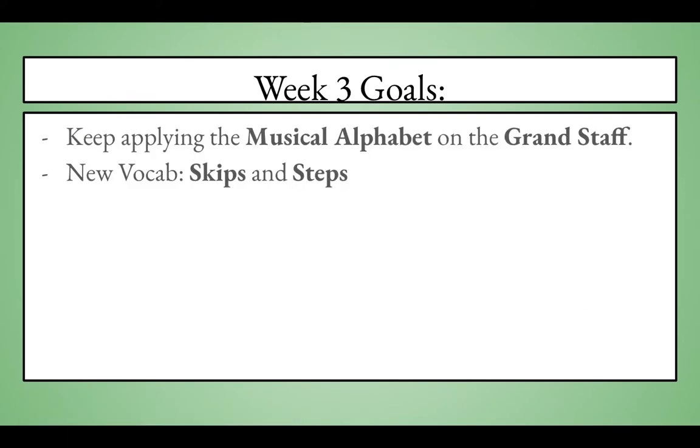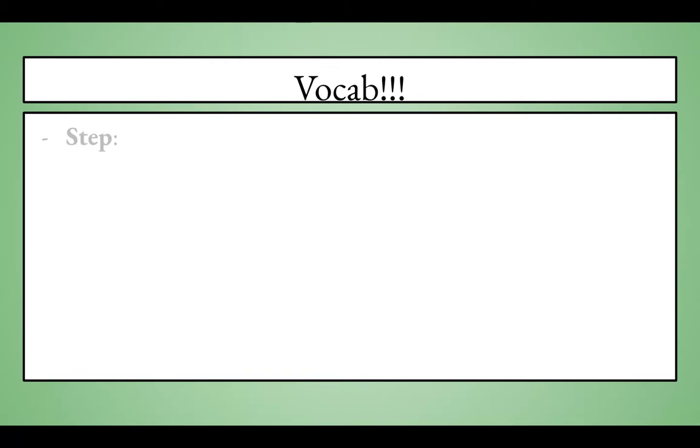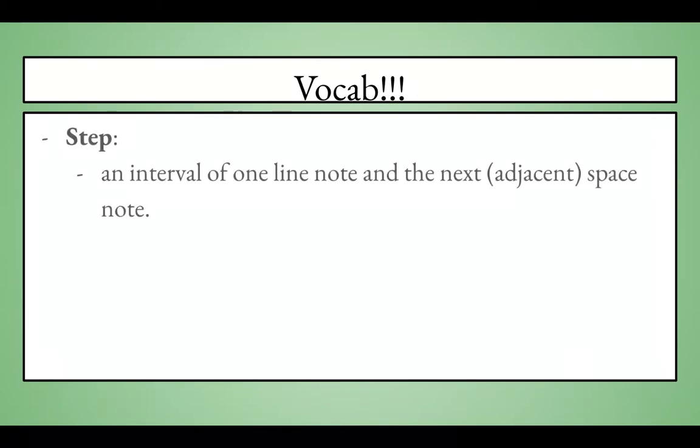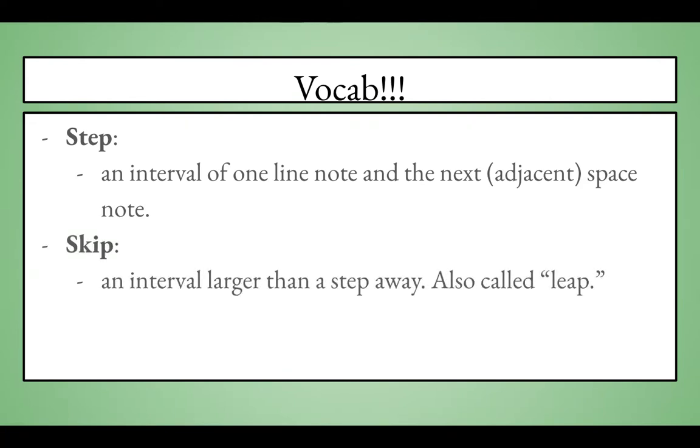Our goals are to keep applying the musical alphabet on the grand staff and also learn some new vocab: skips and steps. A step is an interval of one line note and the next adjacent space note, or notes that are right next to each other. A skip is an interval larger than a step away, also called a leap, and we're going to skip notes in between.